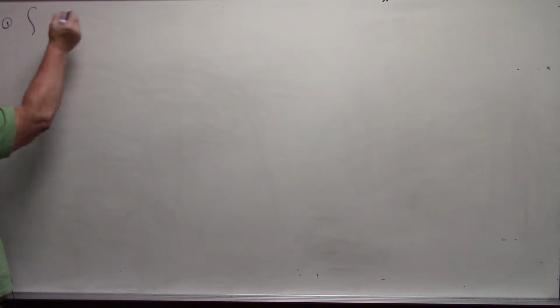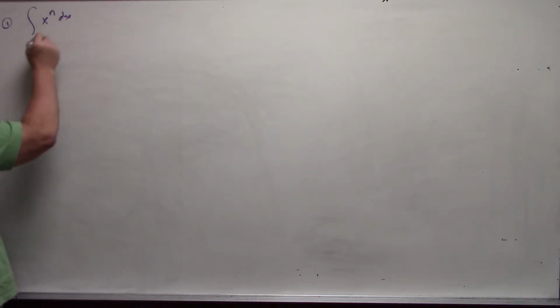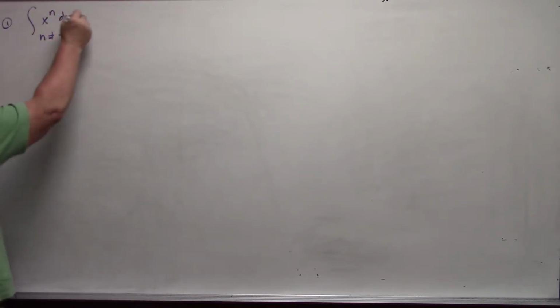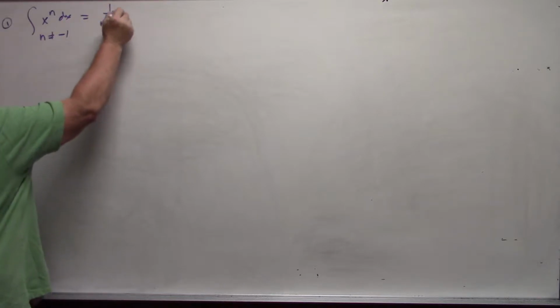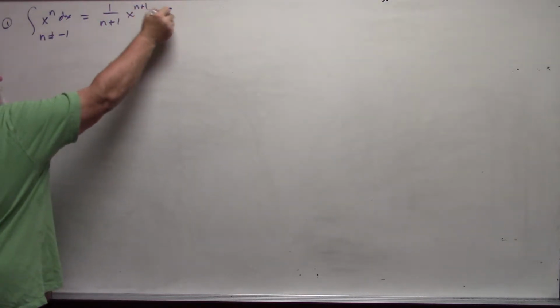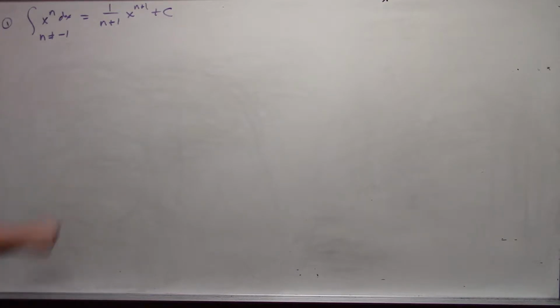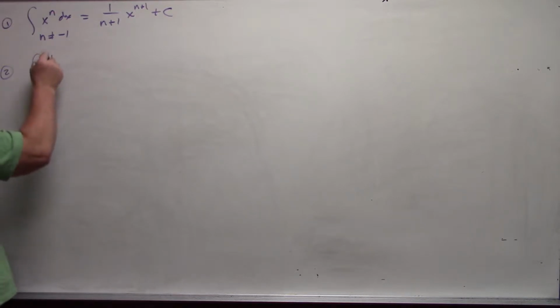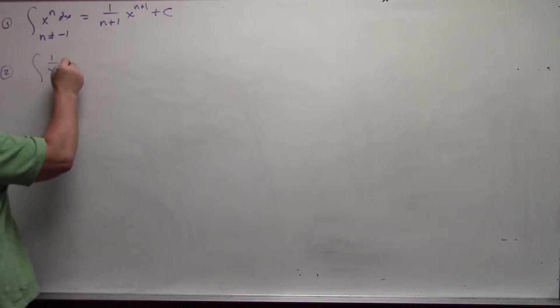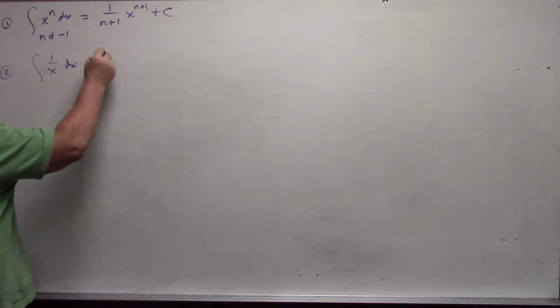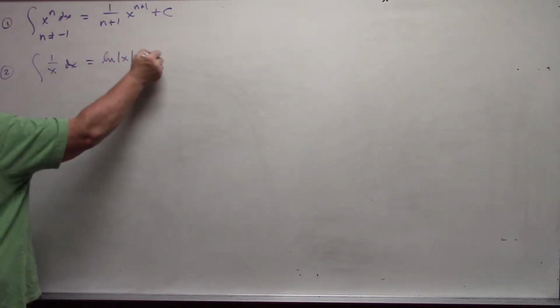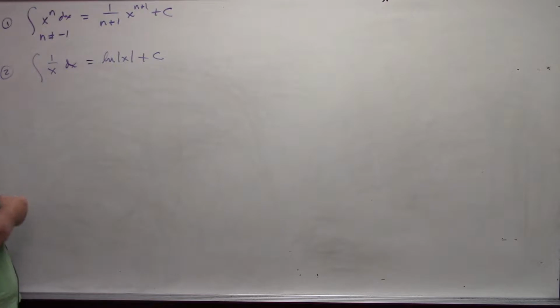The first, the antiderivative or integral of x to the n, where n is not equal to -1, is 1 over n plus 1, x to the n plus 1 plus c. Your reverse power rule. The second, the special case, the antiderivative of 1 over x is the natural log absolute value of x plus c. We only use natural log when it is 1 over x. Any other power, you use the reverse power rule.